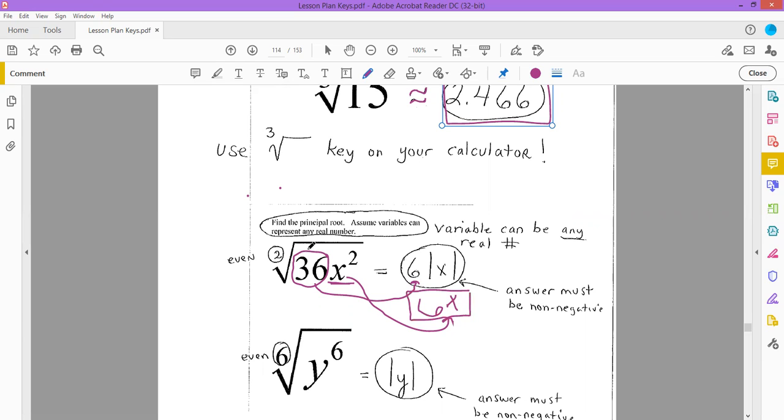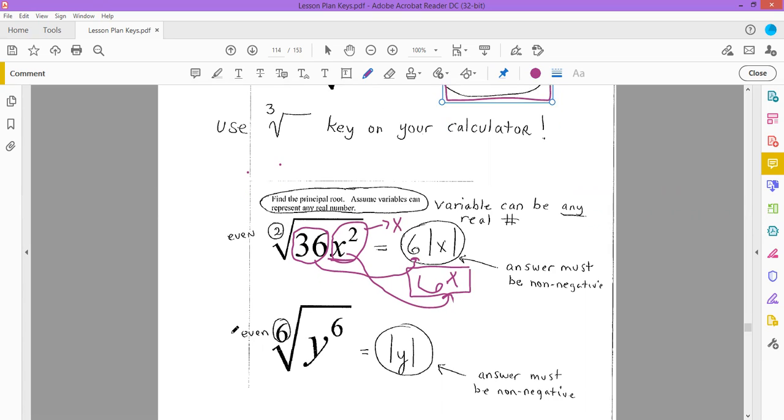We have one set of 2. We're looking for how many sets of 2 there are in x squared. And it's only 1. So we pull out that 1x. That's the square root of x squared.